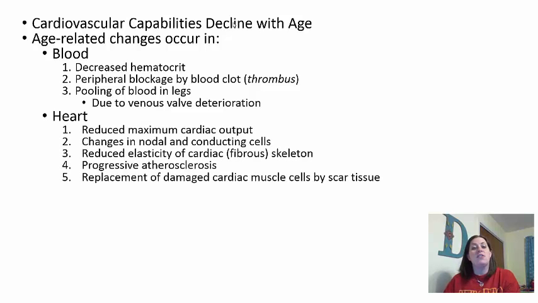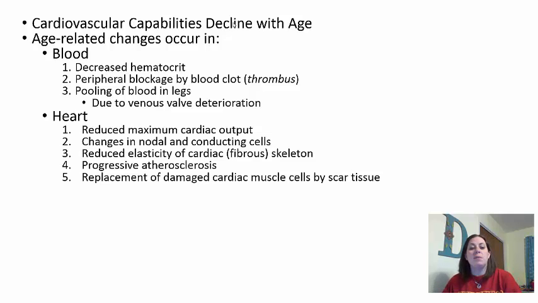With the heart, it reduces its maximum cardiac output. Just like any other muscle, it starts to get weaker. There are changes in the nodal and conducting cells, so a lot of times that pacemaker doesn't function like it should. There's also reduced elasticity of the cardiac fibrous skeleton. If you think about one of your favorite pairs of shorts that had elastic in it, when the elastic gets really old, it will stretch, but once it's stretched, it doesn't always go back to that normal size anymore. And the same thing starts to happen here with these elastic fibers.